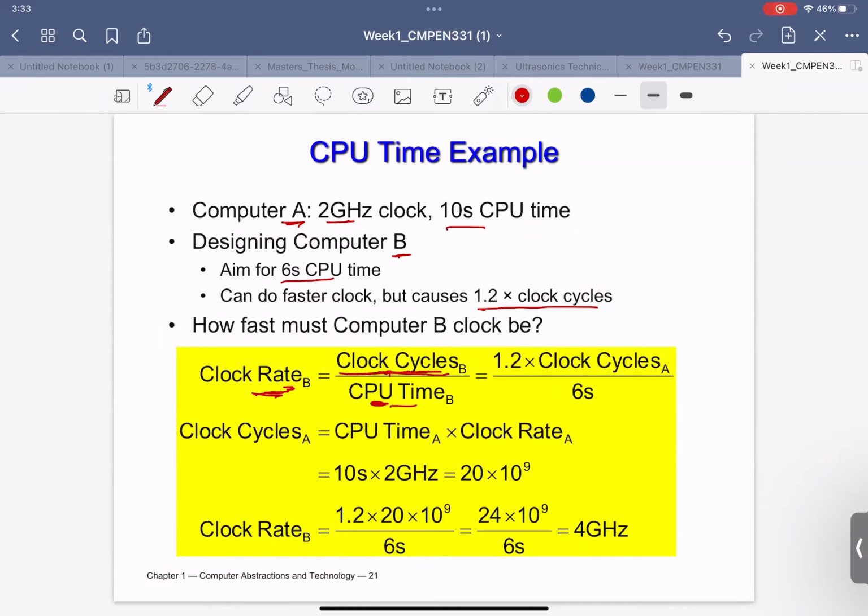Clock cycles for B is given as 1.2 multiplied by the clock cycles of A. What is the CPU time for B? The CPU time for B is basically 6 seconds, as given here. So our task is to calculate the clock cycles for A. How can we calculate the clock cycles for A?